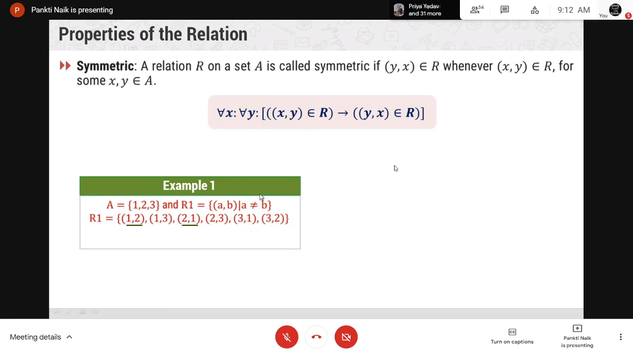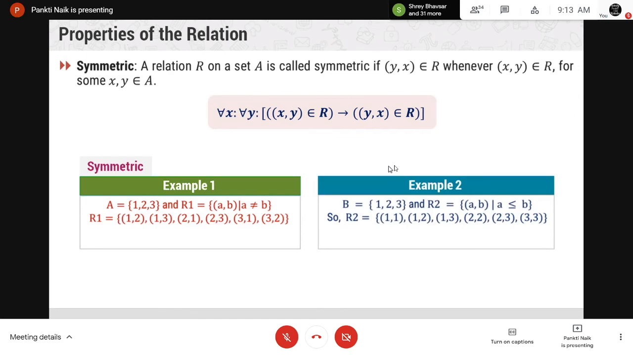And (2, 3) and (3, 2), right? So we can say that this relation is a symmetric relation, because this condition is fulfilled: (x, y) is an element of R and (y, x) is also an element of R. So this relation is a symmetric relation.